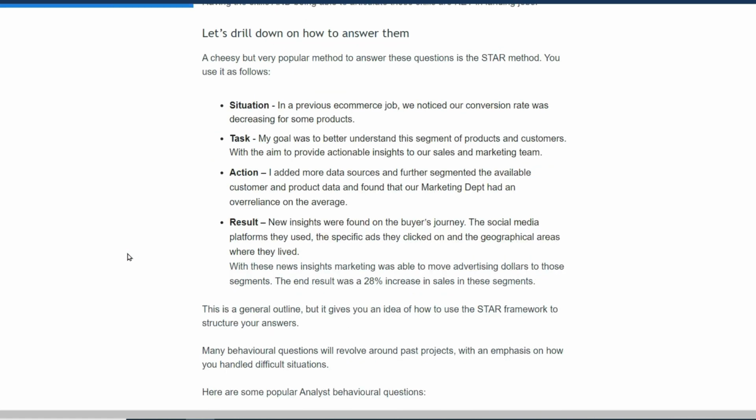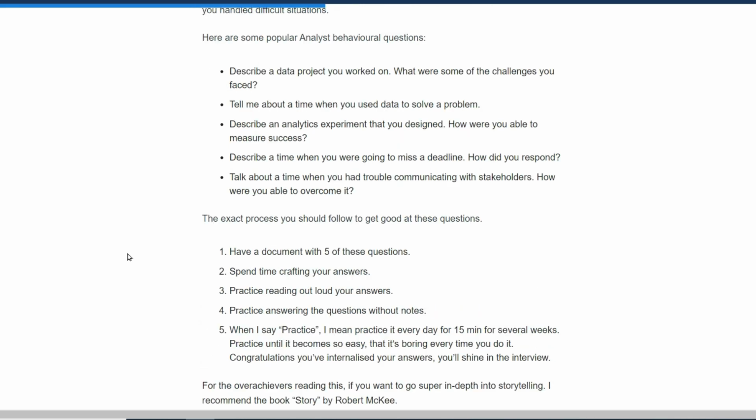It goes over the STAR structure, which I won't read all now, you go to the website and read it. It basically just gives you a structure to use when you're in a difficult spot in an interview. And this is what I recommend you do. You write down your answers on a document, you spend some time crafting them, read your answers out loud, and then you need to practice without notes. Practice until you're so good that it just becomes natural. That's the spot that you want to get to. So that's the behavioral questions part of the interview.